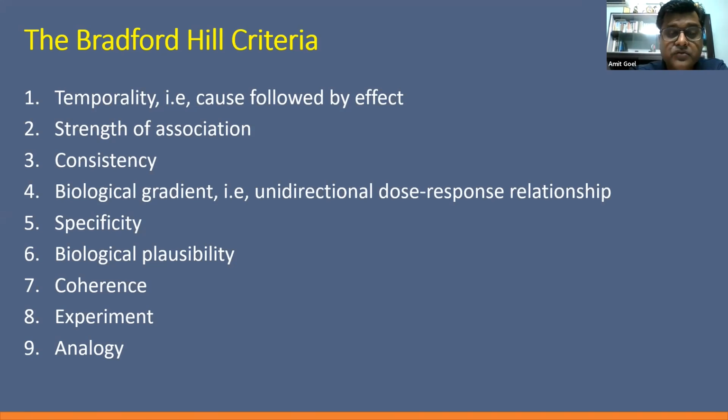Biological plausibility means you should be able to explain this association based on the existing knowledge about the cause and the outcome. It should be coherent, meaning our association should not go against the available biological evidence. There can be experimental evidence, meaning if we remove the cause, the effect should show some degree of reversal or complete reversal. And there should be an analogy of this association in the literature in relation to some other disease.